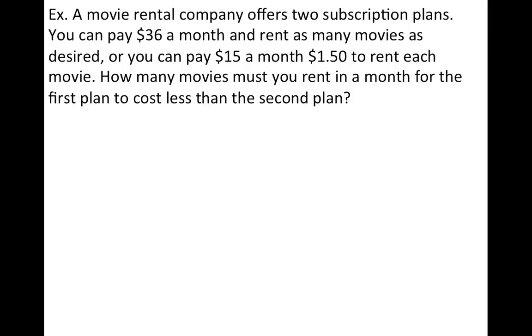So we first need to write our inequality. I'm going to look at our second option first, because that requires some variables. Since it's $1.50 to rent each movie, our variable is going to go with the cost of the movie, so 1.5x, plus you got to pay $15 a month for this plan, and then our second plan just costs $36 total.